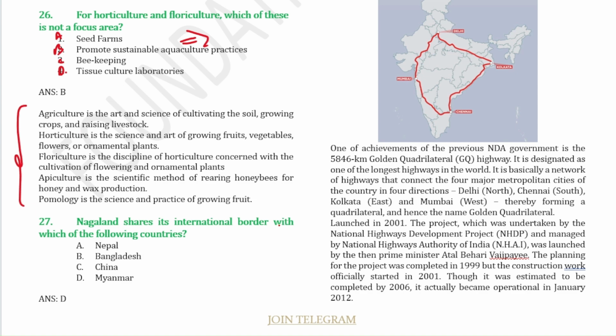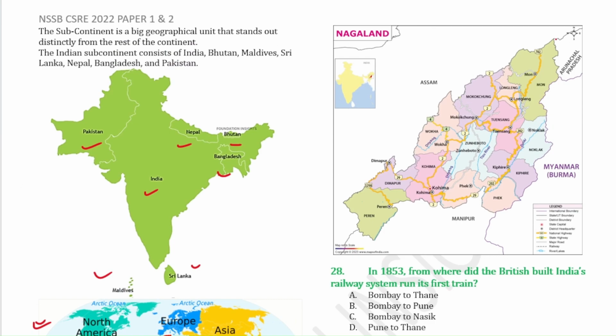Nagaland shares its international border with Myanmar. If you see the map of Nagaland, this part is Assam, so it shares its international border with Myanmar only. The districts that share the boundaries are Phek, Kiphire, Noklak, and Mon.